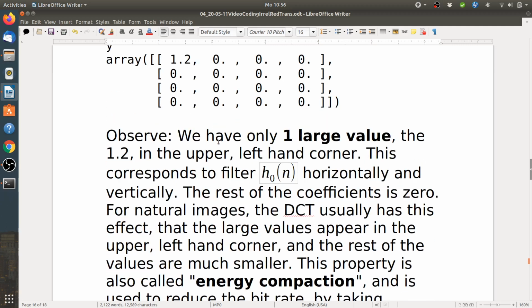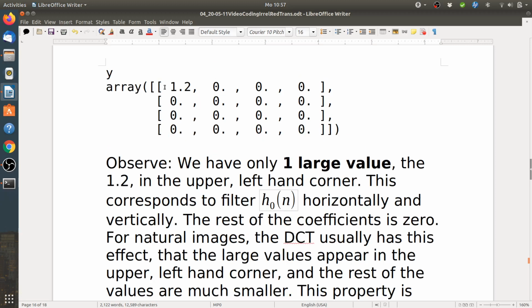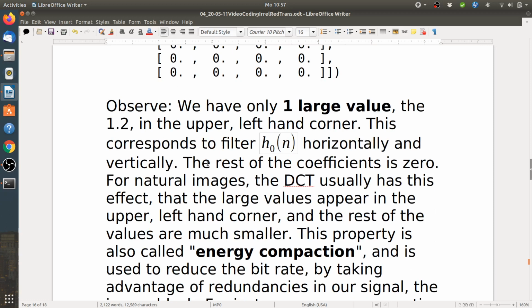Yeah, so we have only one large value, and that is in the upper left-hand corner. And here for the DCT, the upper left-hand corner means the lowest frequencies. So in this case, the lowest frequencies including DC, so the constant values in the image. Yeah, and the rest of the coefficients are 0.